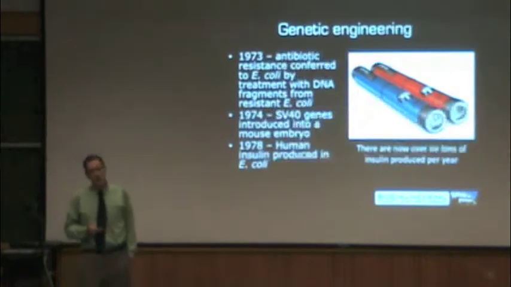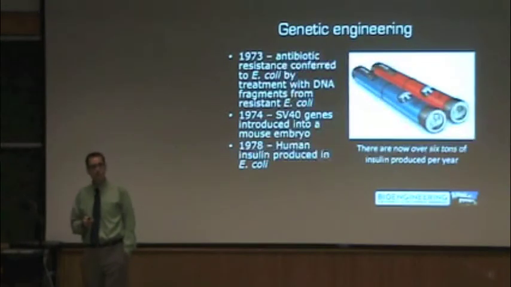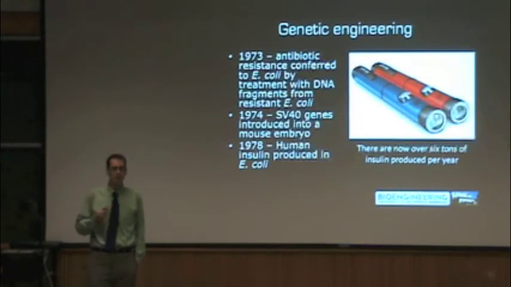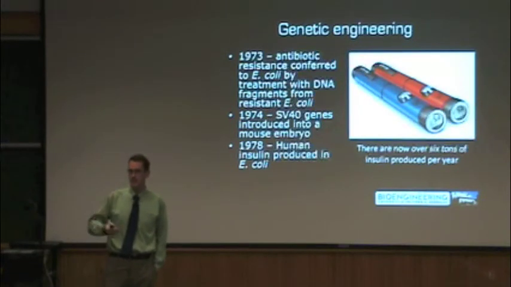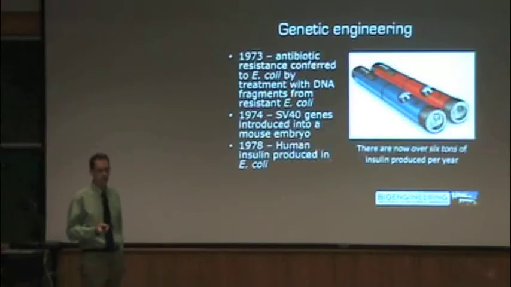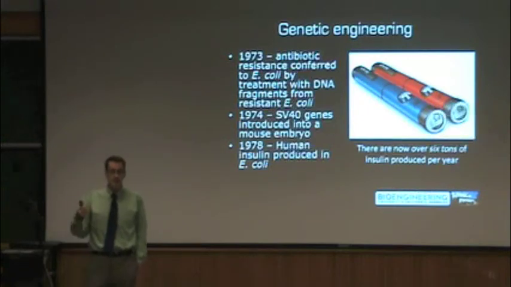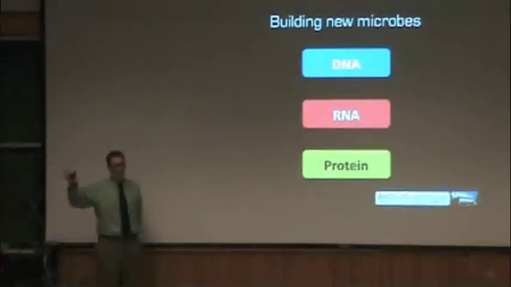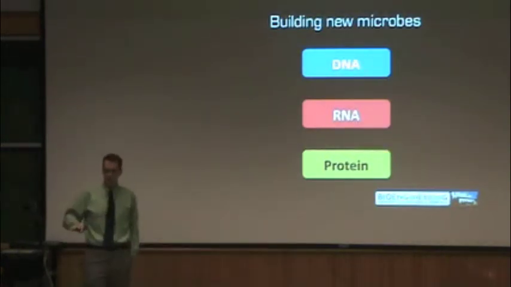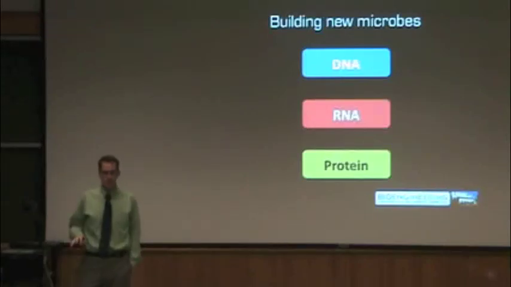There are now 6 tons of insulin produced every year. So we have evidence that this scales. We can produce lots of stuff. It's not necessarily we can only produce things at the lab bench. There are definite industrial applications, the ability to make lots of stuff that we need. Okay, so we're building new microbes. We have to talk a little bit about how we actually build new microbes, because the process is very important.